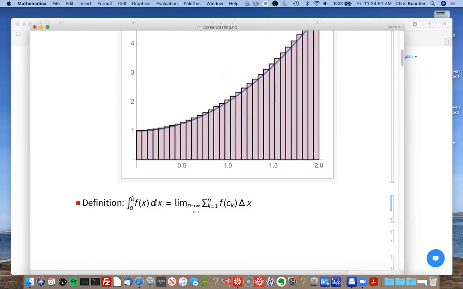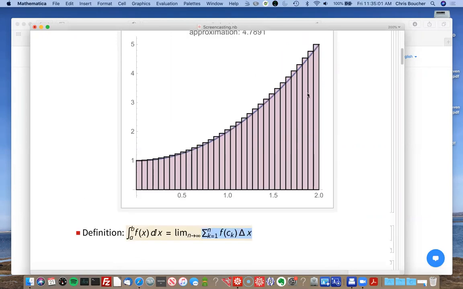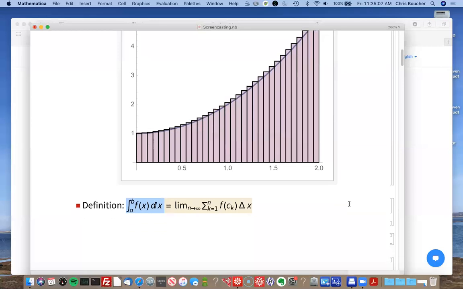So it makes sense to define the limit as n goes to infinity of this Riemann sum as kind of the thing that we're after, right? That's the limit as these approximations get better and better and better and better. We'll call that thing the definite integral of f of x from a to b, and we'll use the notation you see highlighted in blue.